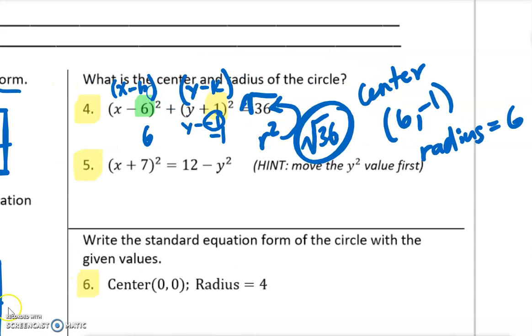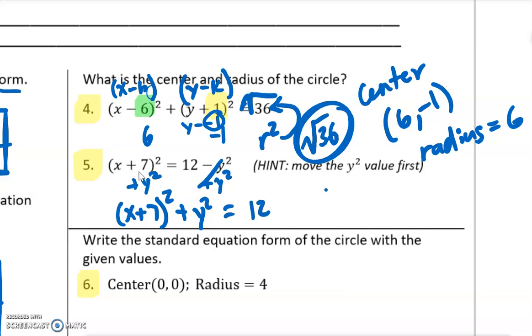Moving on to number 5, you can see that the minus y squared on the other side of the equation has kind of wandered off, right? That's why it says hint right here, move the y squared value first. So we're going to move this y squared value back to the other side of the equal sign where it belongs. By doing that, I'm simply going to do the opposite. So we're going to add y squared to both sides, and we're going to rewrite our equation. So now we have (x + 7) squared plus y squared equals 12.